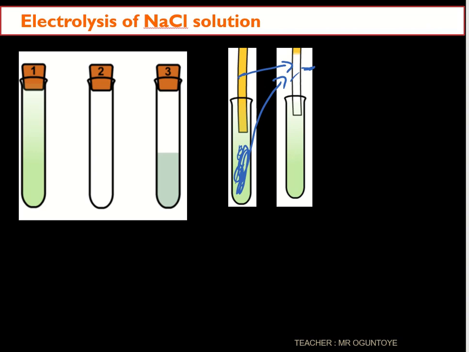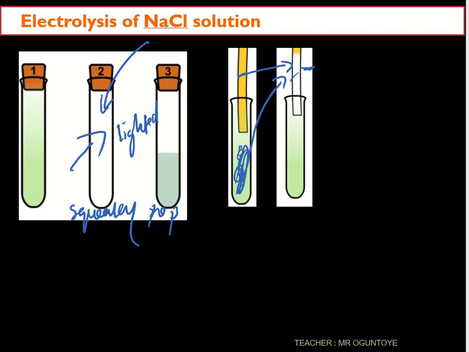You are also expected to know the test for hydrogen. How do you test for hydrogen? You introduce a lighted splint into a container containing hydrogen, and when you hear a squeaky pop sound, that tells you that the gas in here is hydrogen gas.